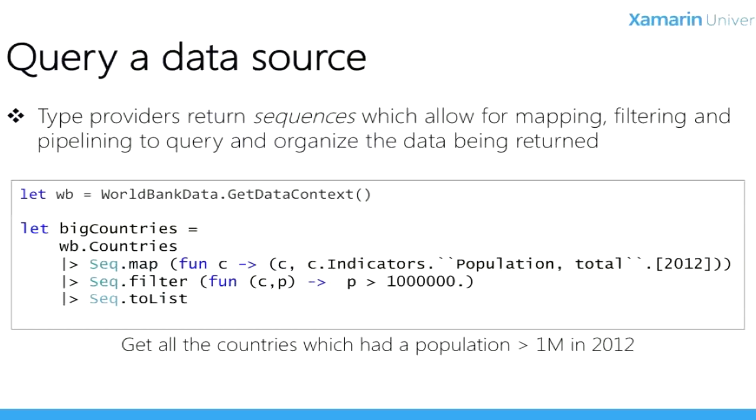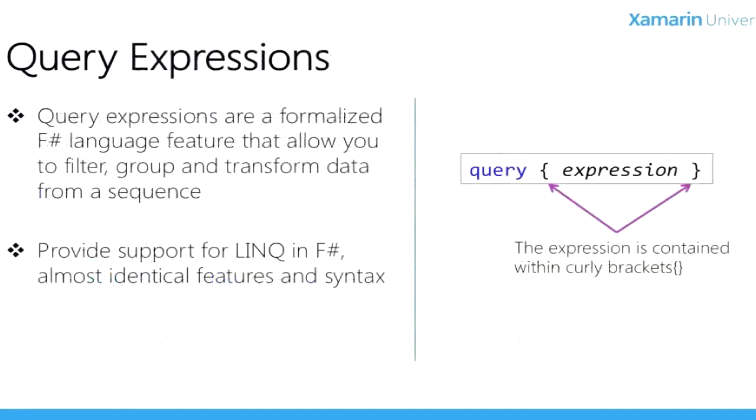And in this case here, we're chaining methods together using the pipeline operator, so that as we read a country from the provider, we're generating a single tuple and then feeding that to the filter where it's either discarded or added to the final resulting list. So while we can use sequence operations, it turns out there's a much better way to query the data, and that's using LINQ, the language integrated query support. And this is exposed in F# using query expressions. And query expressions enable you to query a data source and put the data in a desired form.